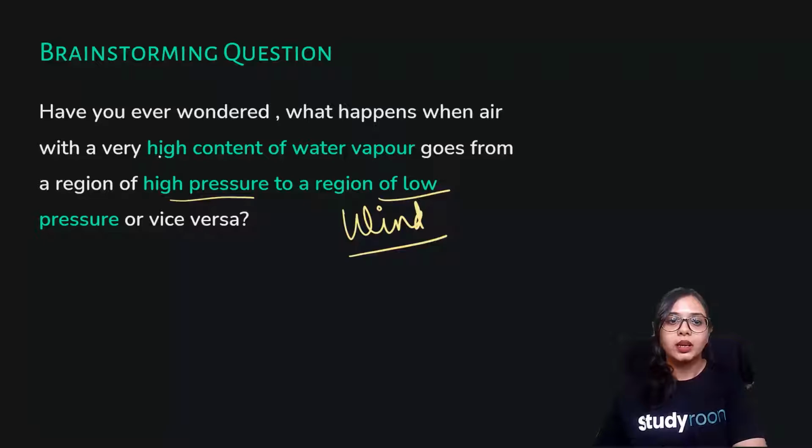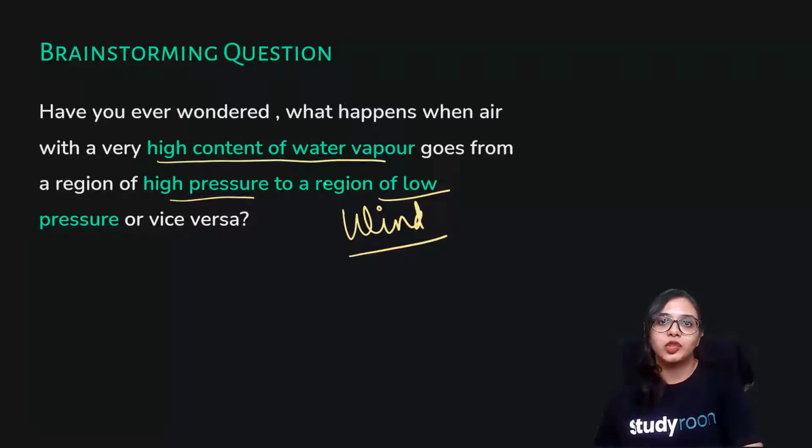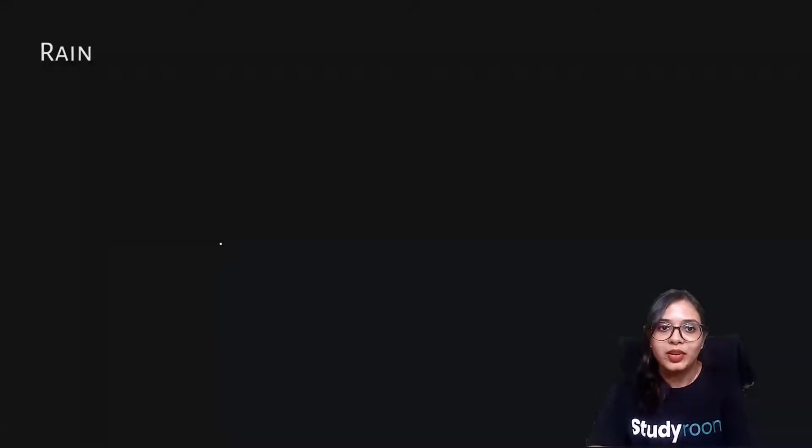So when this wind is carrying a high content of water vapor, that means it is saturated, and it is traveling from a high pressure to low pressure. So naturally some precipitation is going to occur, because there is only an extent to which the air particles will be able to hold the water vapor, and after some time the condensation would happen in the form of water droplets, and then precipitation would occur in the form of rain.